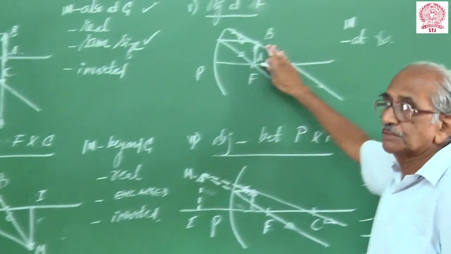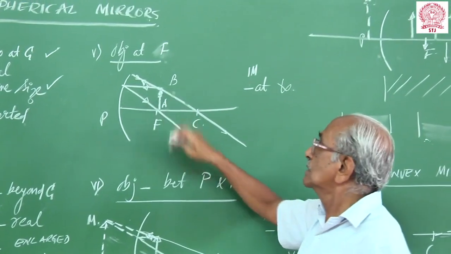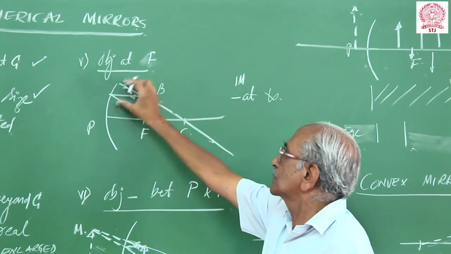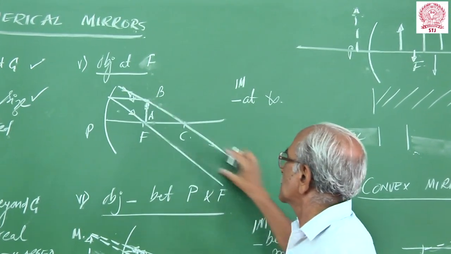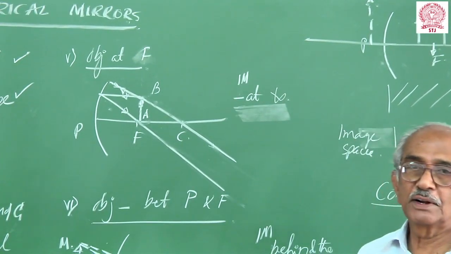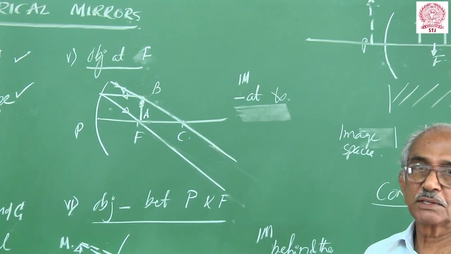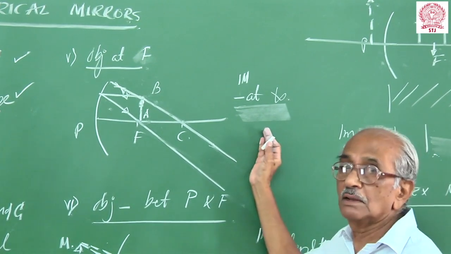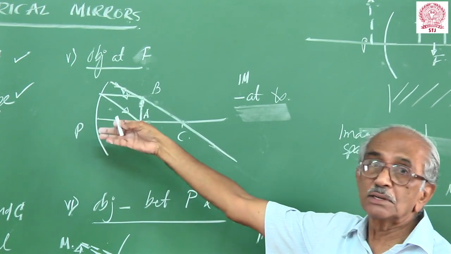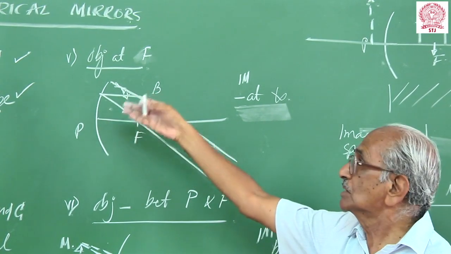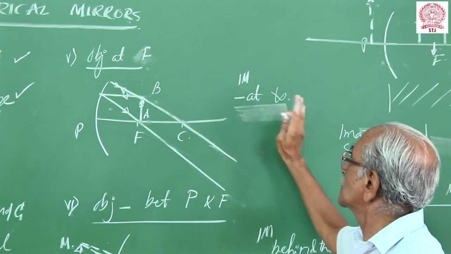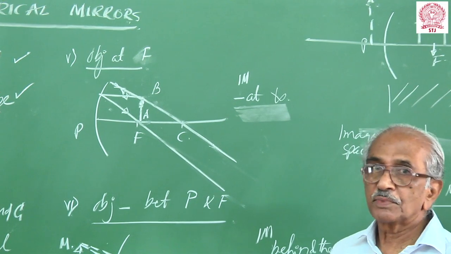Now, at F, rays from the object after reflection become parallel. That means the rays meet at infinity. Parallel rays, we say, mathematically meet at infinity. And at infinite distance, we do not know the other details of the image, whether it is inverted, same size, bigger size, something like that. So we only know that it is at infinite distance.